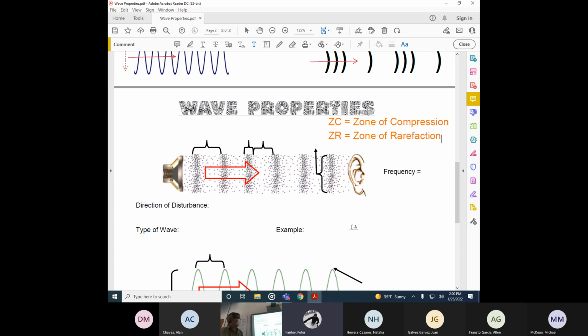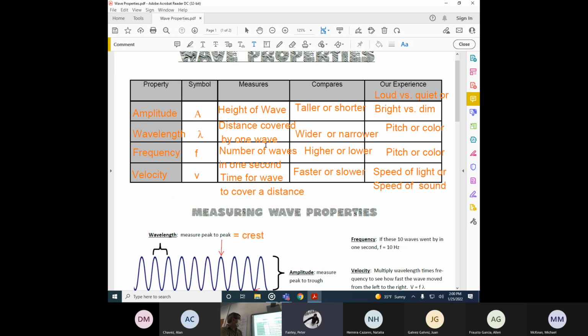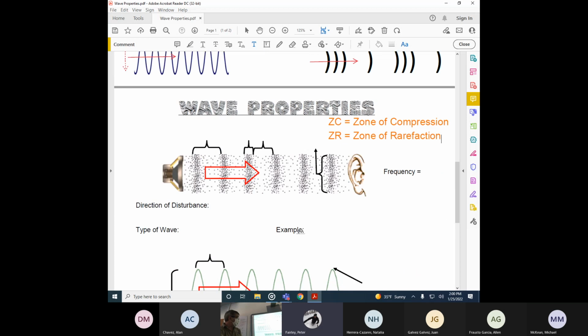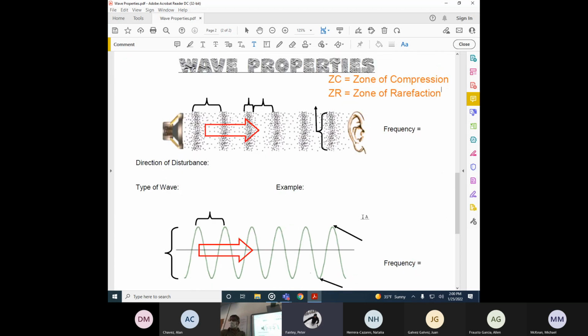And what was frequency? That was the number of waves in 1 second, huh? If this took 1 second to go from the speaker to the ear, for the frequency you have to count how many waves there are, correct? And the easy way to do that is to count how many zones of compression there are. 6. So go ahead, fill in the frequency, count your waves. What's frequency measured by? Hertz. Yeah, and the unit we use to measure frequency is hertz, abbreviated HZ.